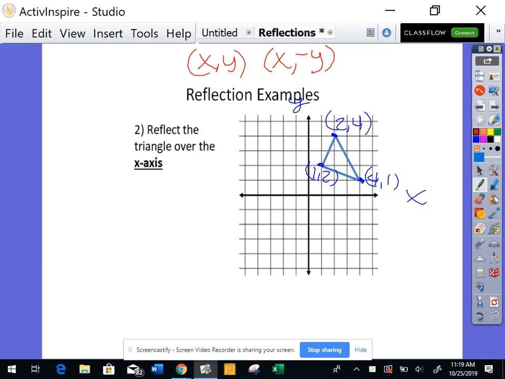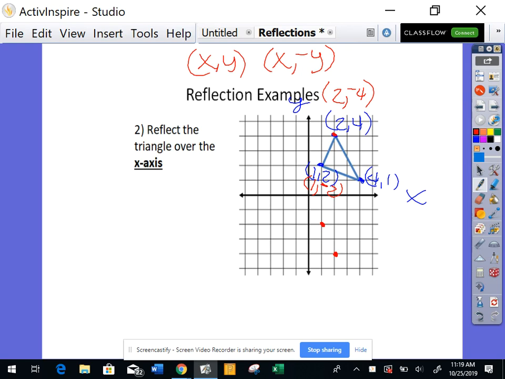So my x is going to remain the same. So it's going to be at 1, but my y is going to become opposite. So the new point is going to be at (1, -2). Okay, now let's go to this top one up here at (2, 4). So my x is going to stay the same. So I'm reflecting it over the x-axis, but my y is going to become opposite. So now we're going to be at (2, -4). 2, -4. 1, 2, 3, 4.